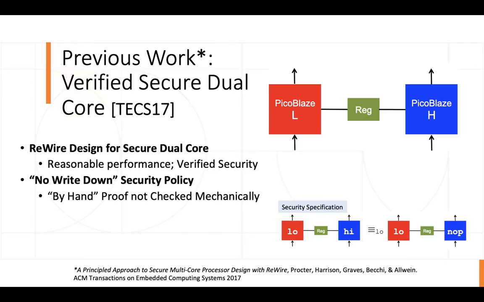We then formally verified, by hand, that this particular security specification held of this Rewire specification. What that security specification says, basically, is that from Low's point of view, as shown in the diagram at the bottom right, it doesn't matter whether the high PicoBlaze is replaced by a do-nothing no-op processor that does absolutely nothing. We proved that, but by hand, so it was not checked mechanically using a theorem-proving system like Coq, for example. The details of that work can be found online.